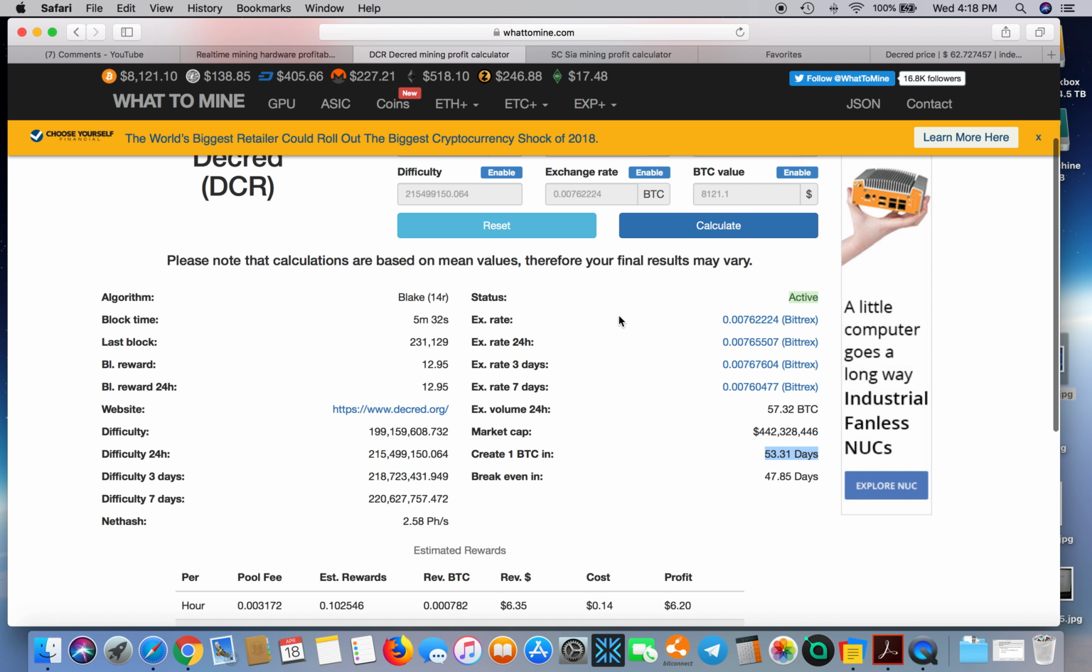And the good thing about Decred is that it's an actual crypto that people use. Because the thing about the difficulty is that as the difficulty goes up, the price needs to go up. If it doesn't, it's going to get to the point where it's just not profitable to mine.